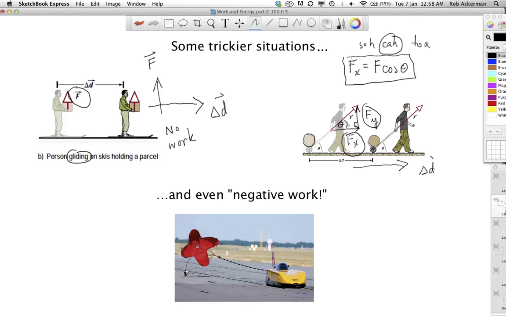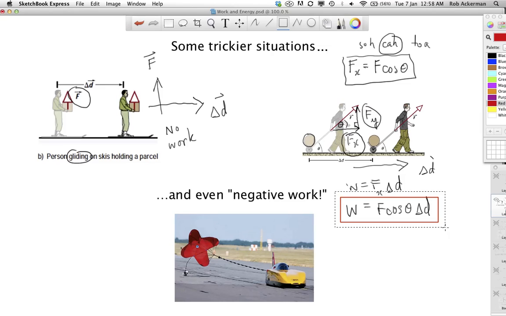Since Fx is the only force that we care about, what we have here is that the work done, which is equal to F times delta D, but only Fx, that's going to give us F cos theta delta D. And this is actually the formula that you will find in your book. So I'm finally going to highlight the formula that I want you to remember, that the work done is equal to F cos theta delta D.